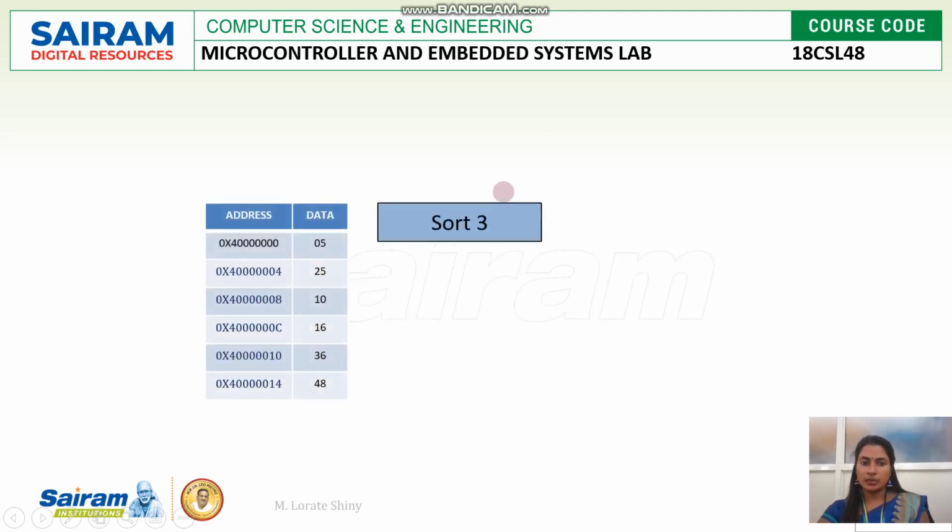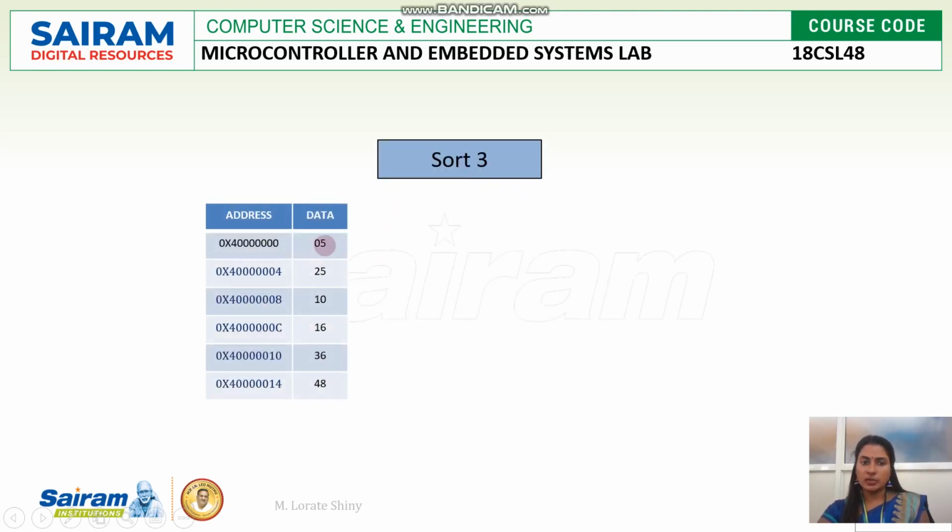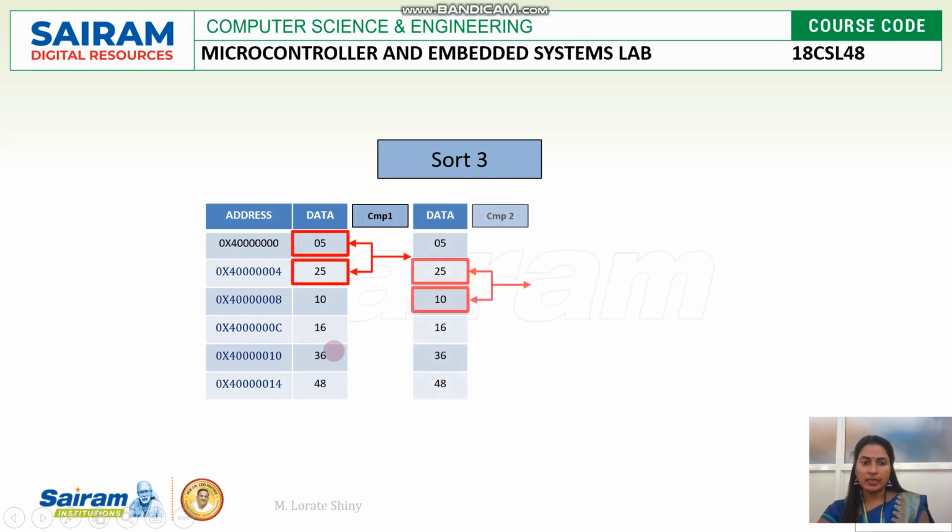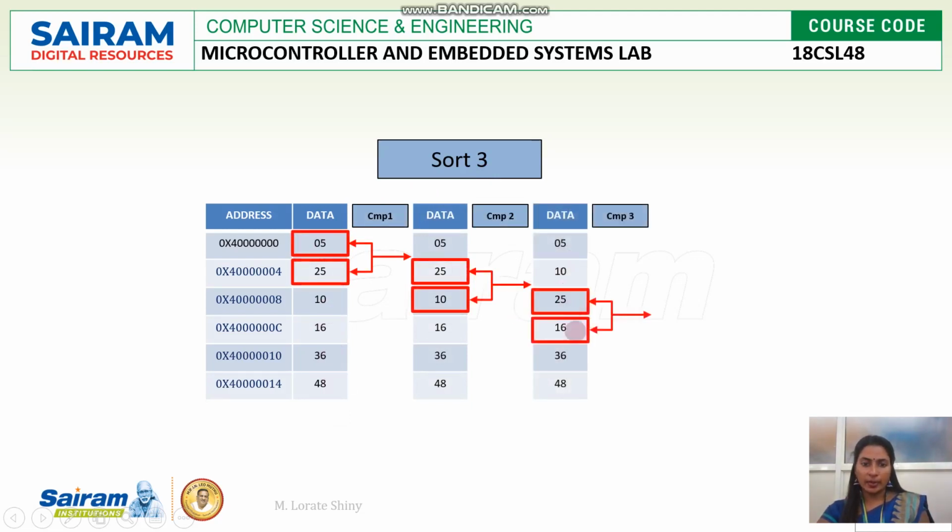This is sort 3. So this is the order of sort 2. First two I am comparing, there is no need of swapping. Next I will compare, I will swap, data is swapped here. Next I will compare here, these two I will swap. Okay, so only 3 comparisons. You can see the next largest number 25 is shifted down.